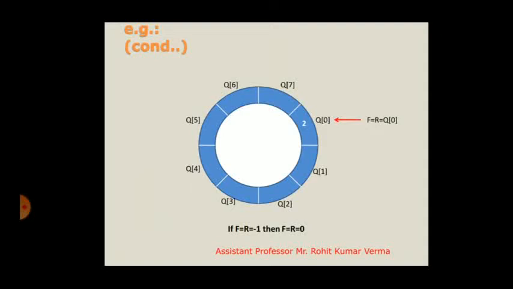Okay, in case of circular Q, whenever you want to insert an element and there is no element in the Q, then you can insert an element at the first location. So here our first location is Q0, which points to front and rear end. Okay, I think this is clear.